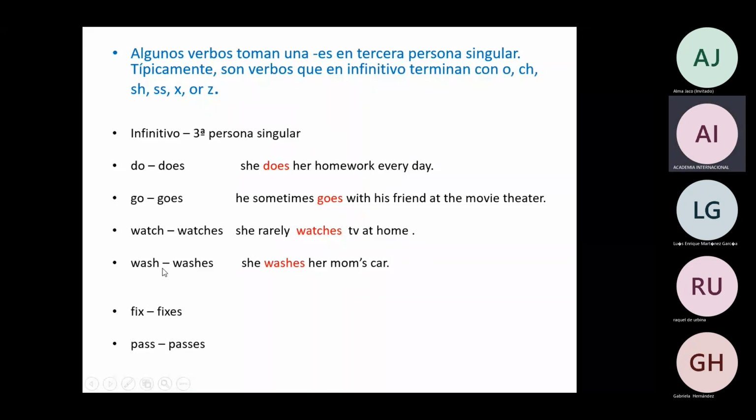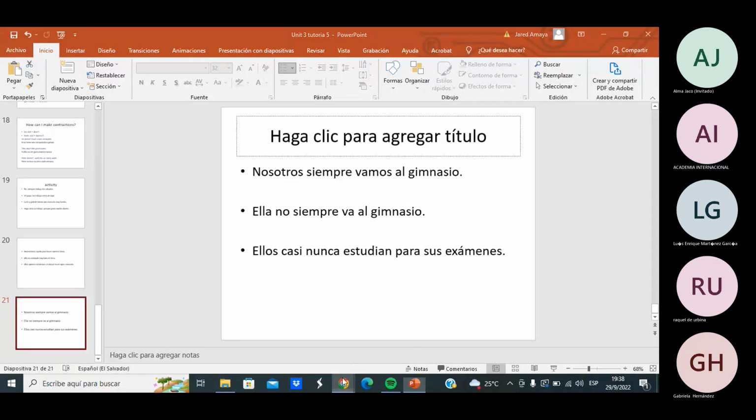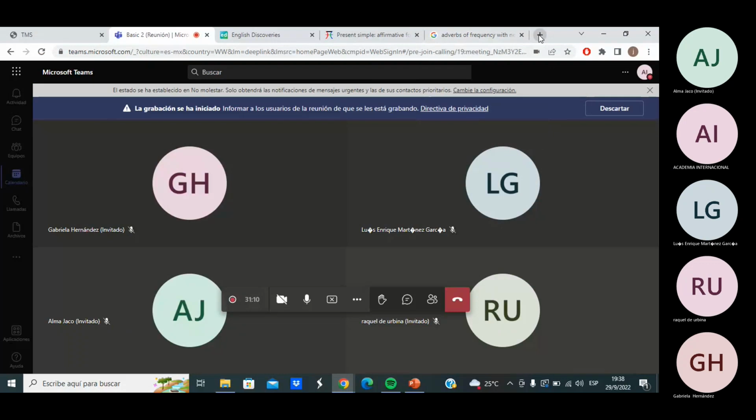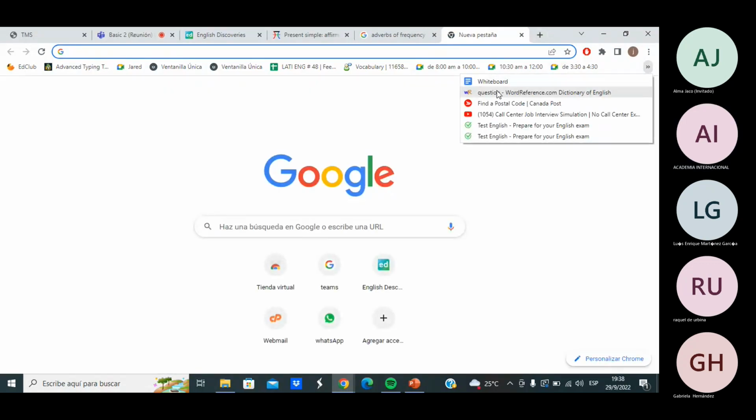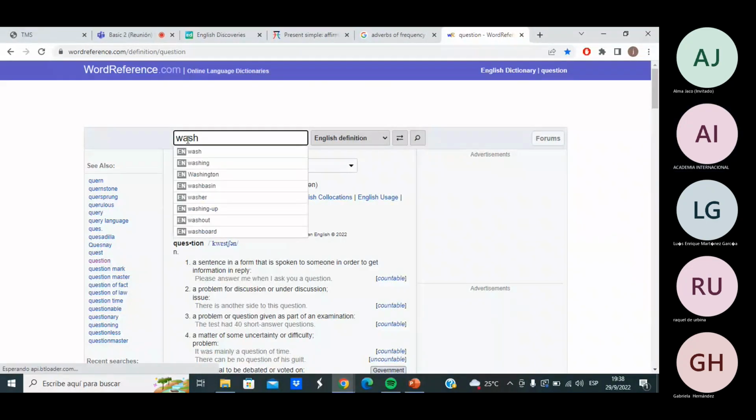This is another one. Wash, wash, washes. Suena como que tiene la misma pronunciación, watch y wash, pero la diferencia es que en uno el sonido al final es más corto y el otro es más largo. Watch, wash, watch, wash. Esa es la diferencia. Por ejemplo, escuchémoslo aquí en el diccionario. This is wash.